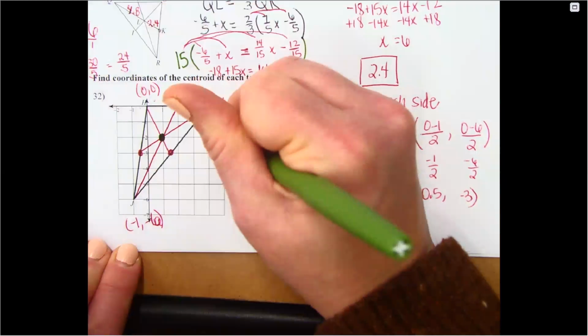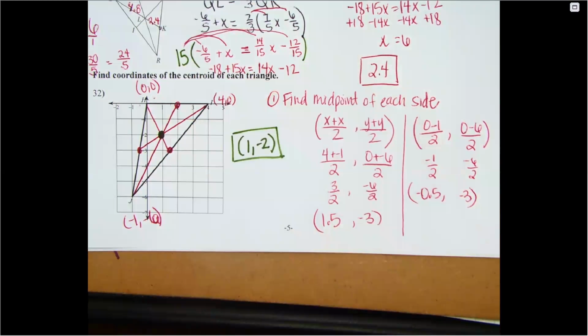What else? Here, I'll do 38. Will you hand that to her? We're doing 38.